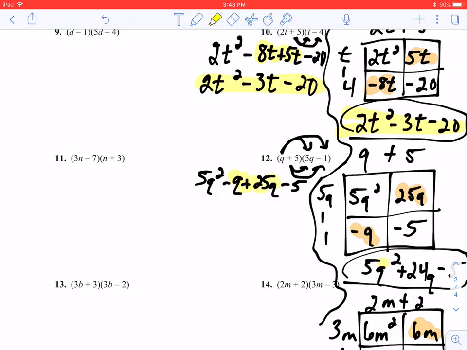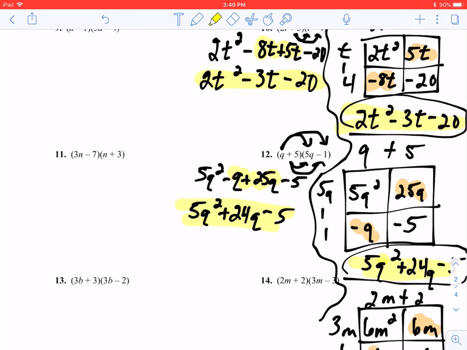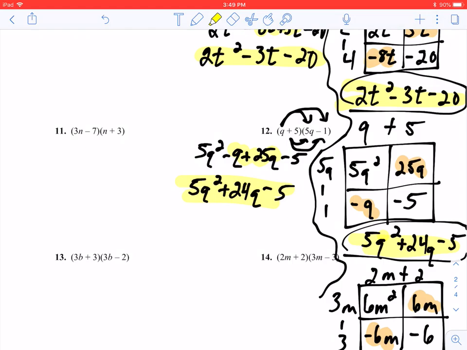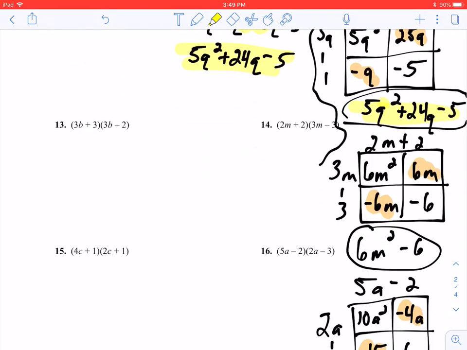Looking at the center, there are our like terms. So we have 5q squared. Negative 1 plus 25 is positive 24q. And then minus 5. So here's our answer. And let me scooch this up. Yep, matches. 5q squared plus 24q minus 5. So we're doing good here.